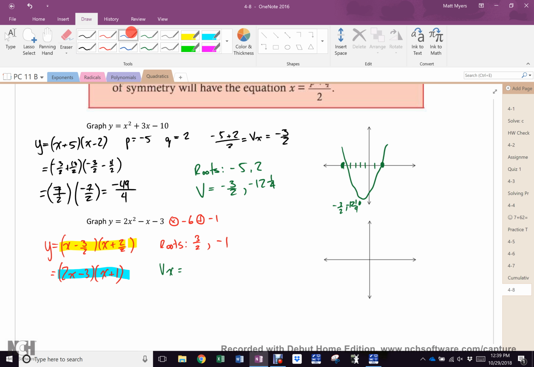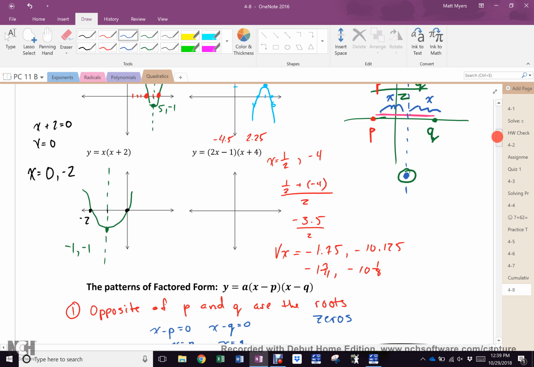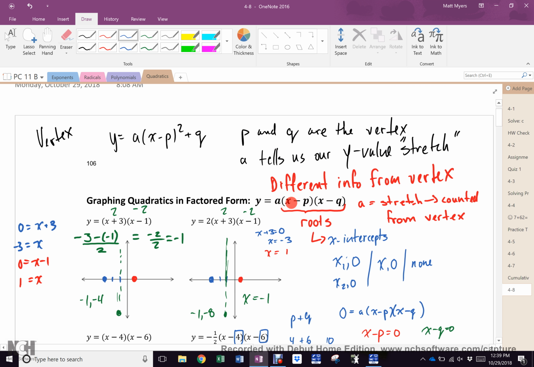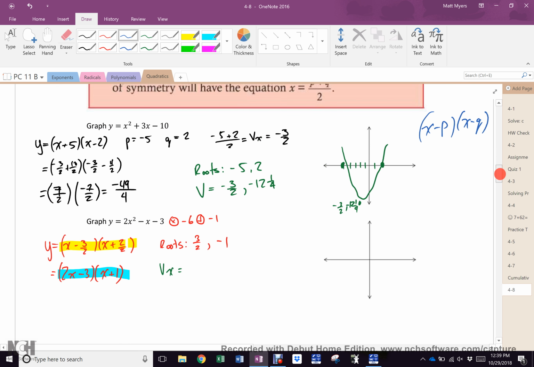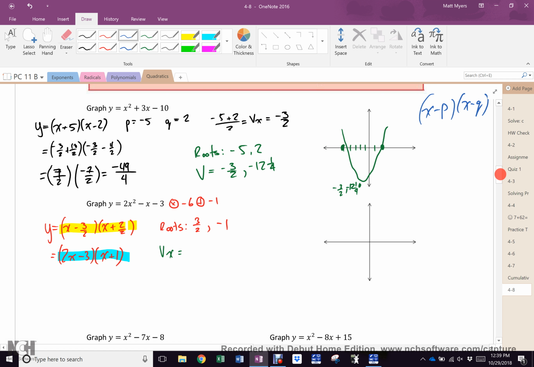Remember, x minus p, x minus q. That's what the regular form looks like, correct? There it is right there. x minus p, x minus q. x is by itself, yes? Which line, yellow or blue, has x by itself? Yellow. So which one should I use to do my vertex x? Yellow. What is p?